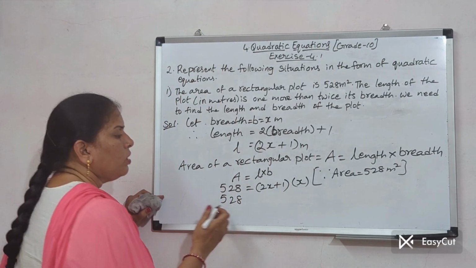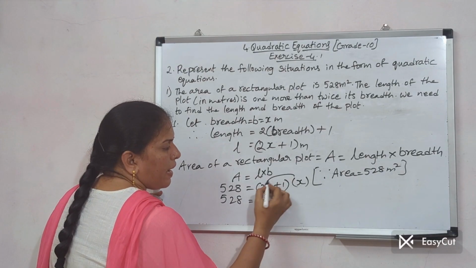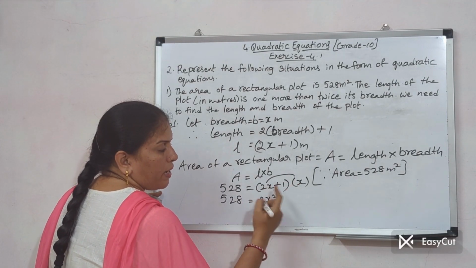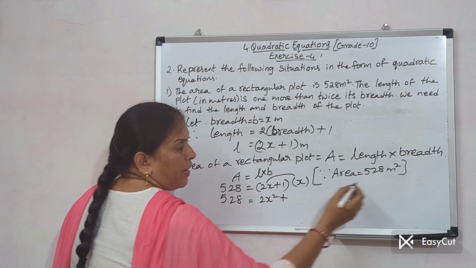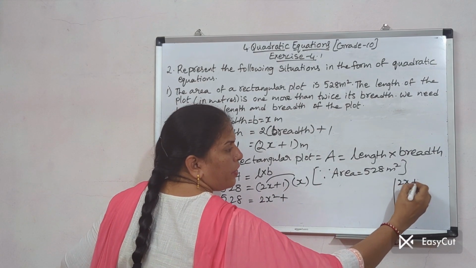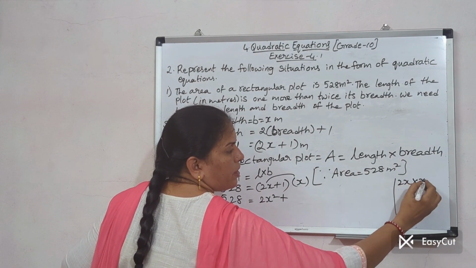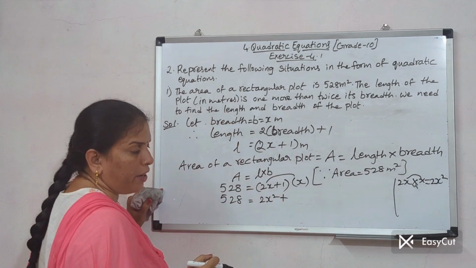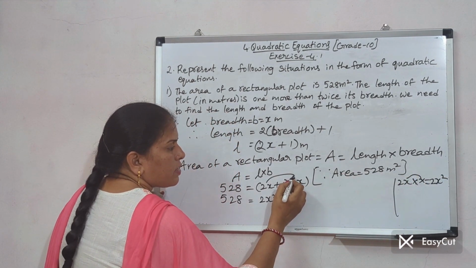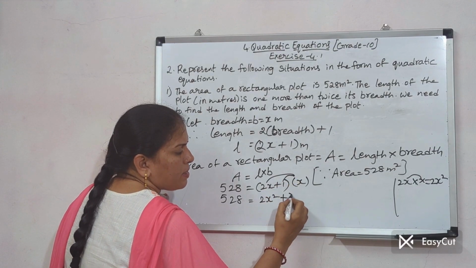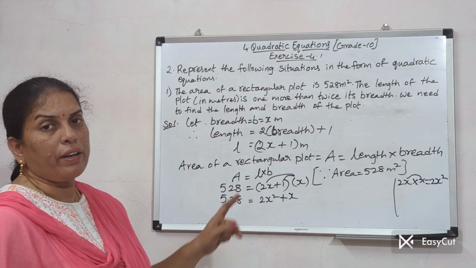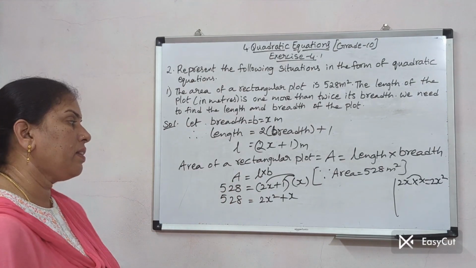Okay? Now, 528 is equal to x into 2x is 2x square, plus, see, if you don't know, 2x into 1 is 2x, and x into 1 is x. What they asked you to find out? They told to find out the length and breadth. We will find out the length and breadth.